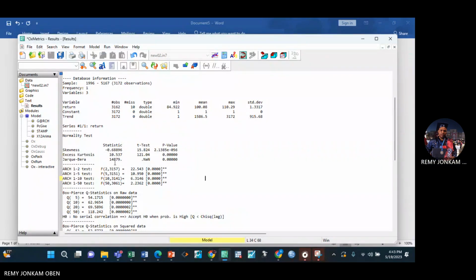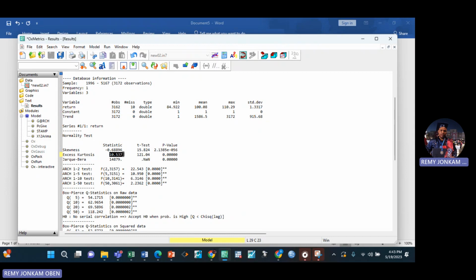So let's start with skewness. You see, check if it is statistically significant. You see that this value is less than 0. This is standard form, 2.13 times 10 raised to the power negative 56. If you punch in the calculator, you will discover that it is 0.00 and something. So it is less than 0, which means it is statistically significant, right? Let's use 5% as our alpha. So it is negatively skewed and statistically significant.